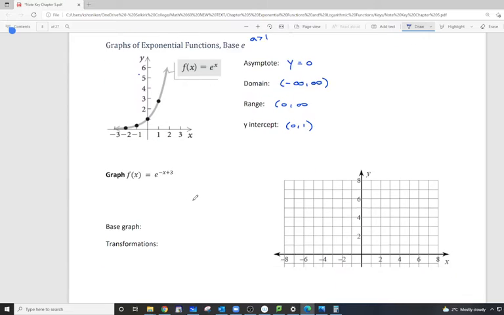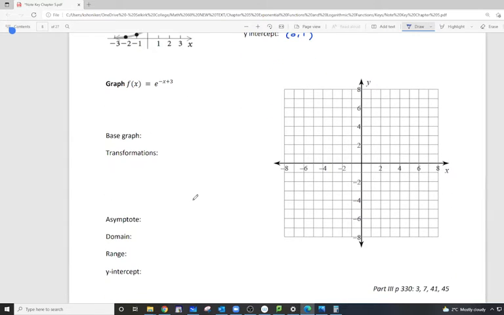Now what we want to do is graph y equals e to the negative x plus 3. Again, if you were the textbook, you would write this as e to the 3 minus x, and you'd go left 3 and then reflect. Personally, I like to do them in order, so I'm going to factor out that negative, and this is what I'm going to graph. I'm going to have a base graph of y equals e to the x.